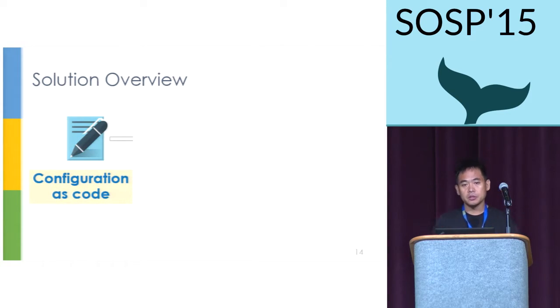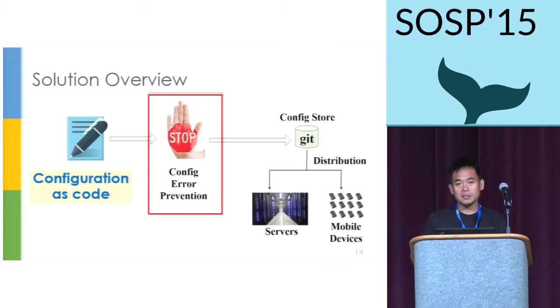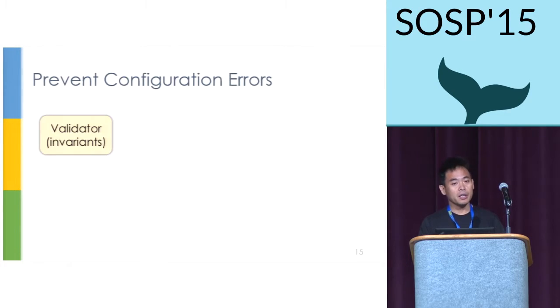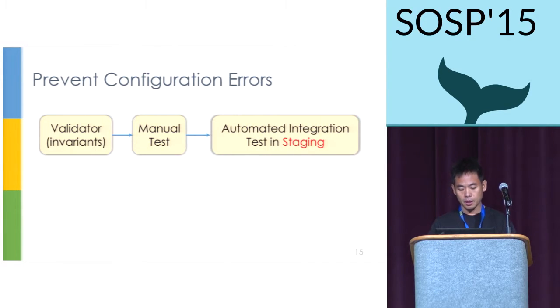I just talked about how to write a configuration file. Our approach is configuration as code. Next, I'm going to talk about how to prevent configuration errors. We take a holistic approach. First, the compiler runs the validator to verify that the invariants are not violated. The engineer is also required to do manual testing for a configuration change. The tool runs fully automated integration tests in a staging environment.